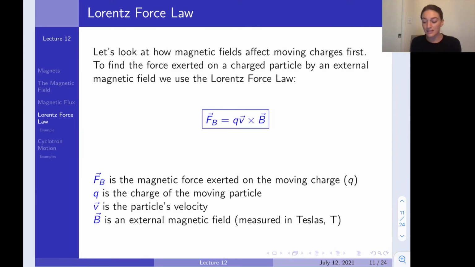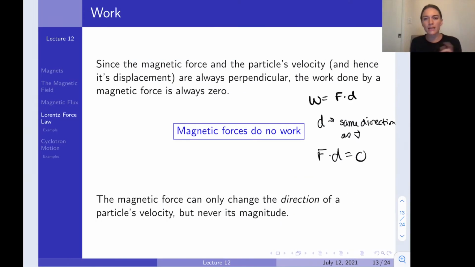So magnetic forces never do any work, and we might get to some examples where it looks like the magnetic force is doing work, but actually it's just a hidden electric force doing work. So magnetic forces don't do any work. If you ever see a problem that says how much work does the magnetic field do in this situation, it is always 0 no matter what. Magnetic forces can never do any work.